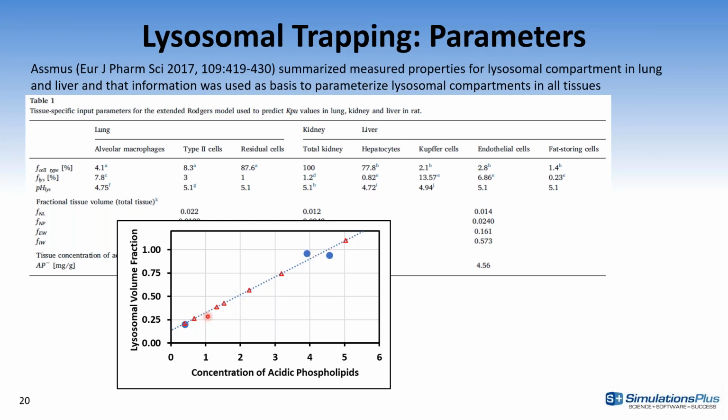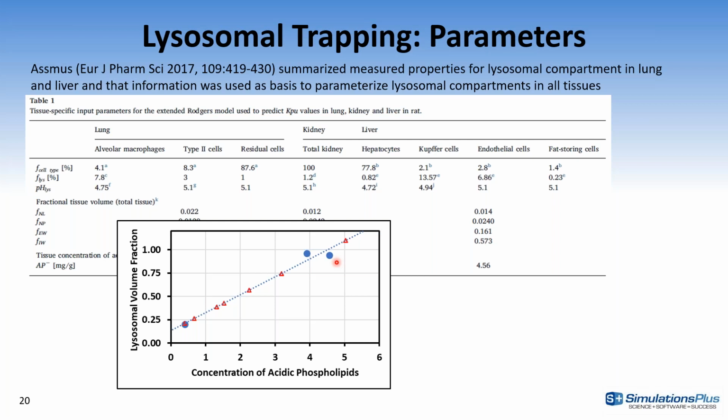And based on those three experimental points, you can see there was a rough relationship between the lysosomal volume fraction and the concentration of acidic phospholipids. We used this linear interpolation to estimate the lysosomal volume fraction in the remaining tissues. The blue points here are those three experimental points. The red triangles are calculated lysosomal fractions in all the other tissues. So this way we have all the tissues combined.